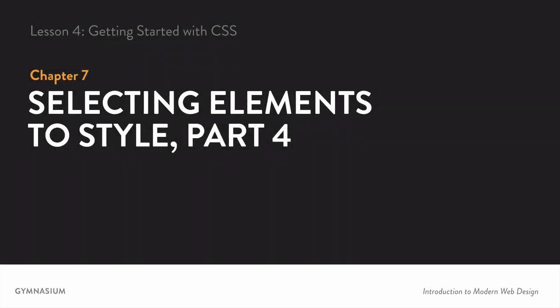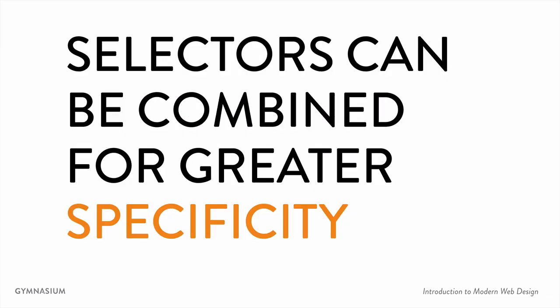All right, welcome back. We're in the penultimate selection chapter right now, selecting elements to style part 4. So I want to talk now about specificity. Selectors can be combined to achieve greater specificity. We've seen this in a couple of examples, and trust me, you need to learn this.